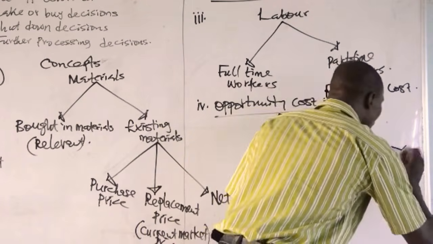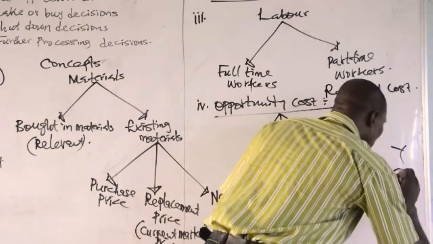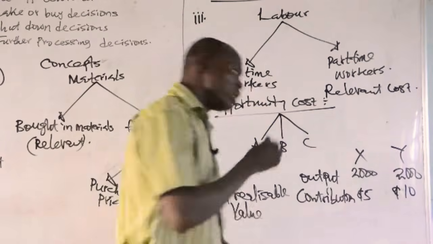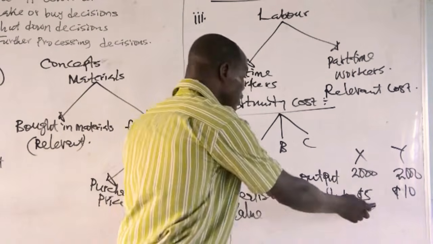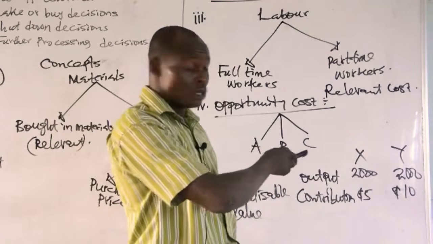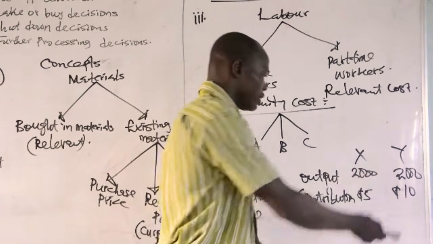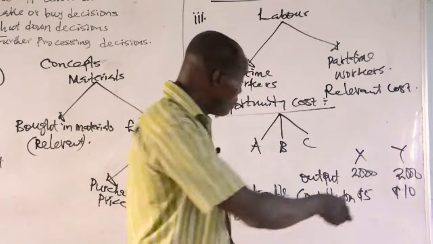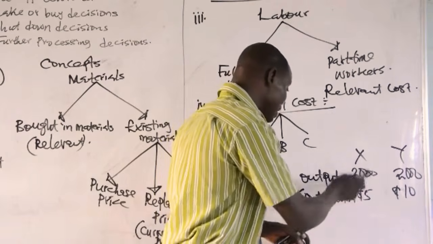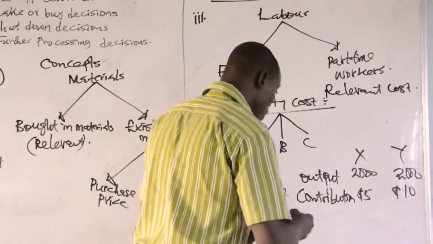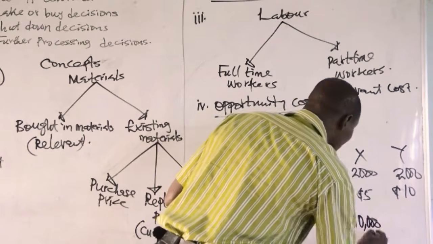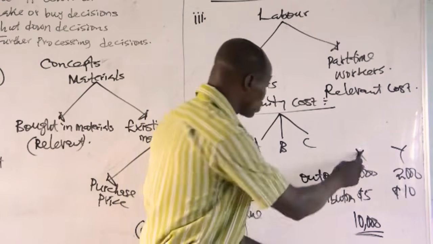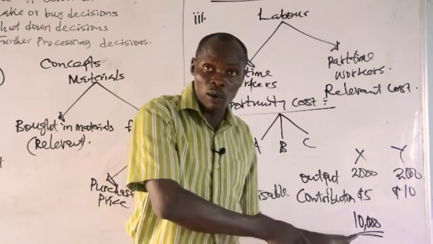A new product has just been discovered, and you equally want to produce this new product, and this one will fetch you a contribution of $10 per unit. The resources you have been using in manufacturing product X will need to be diverted to this product Y. If you divert the resources from product X to product Y, that means the contribution you have been gaining, that is 5 times 2,000, which is 10,000 contribution, which product X would have fetched you ordinarily. If product Y were to be manufactured, that contribution will be forgone.